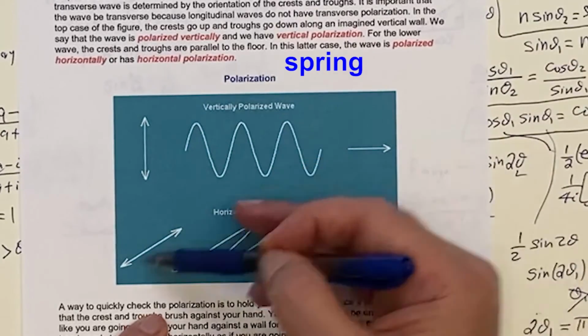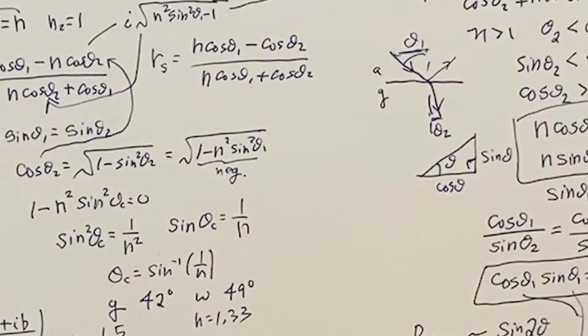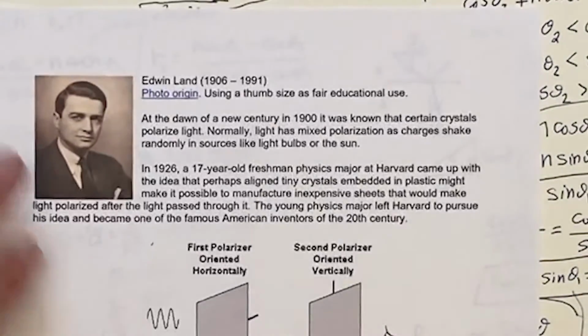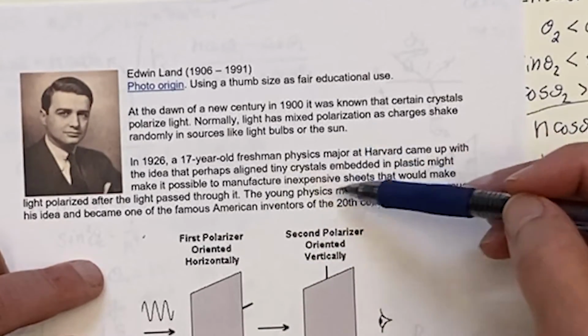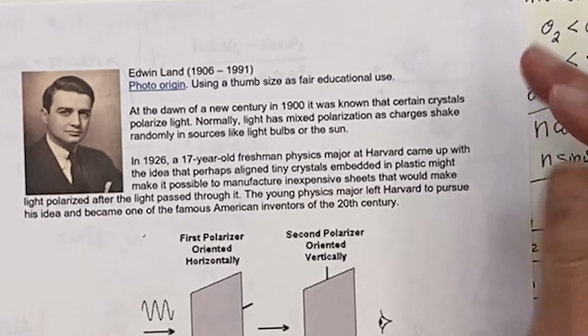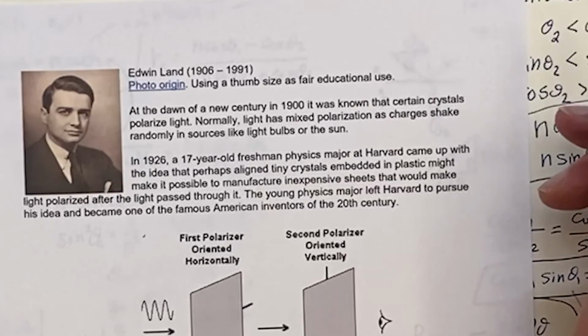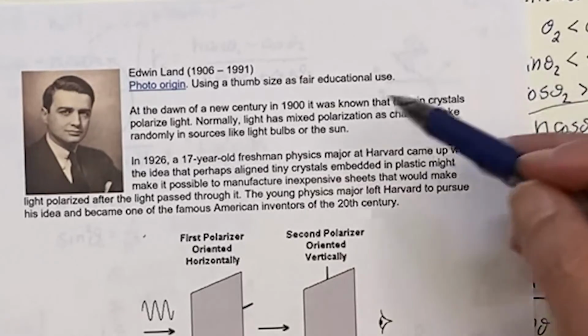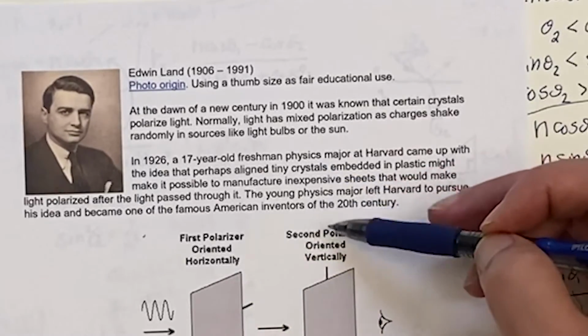And then here you could shake this way, it's horizontal polarization. And Edwin Land, he developed the Polaroid. This is the turn of the century. They knew about polarization, it goes back far. We'll see in a second. We'll go back to the 1600s and talk about calcite. But here he invented this polarizer, this sheet, and he's a freshman at Harvard.